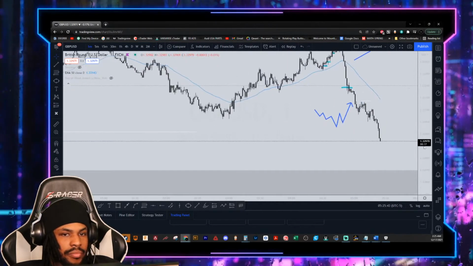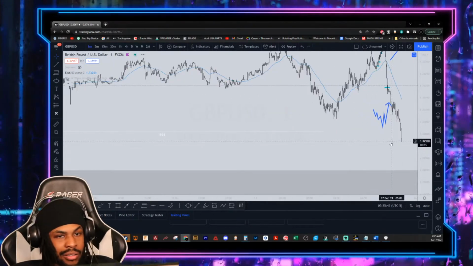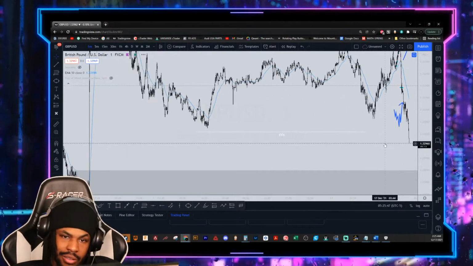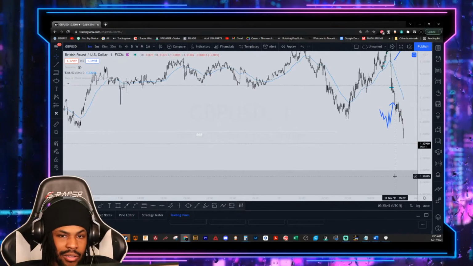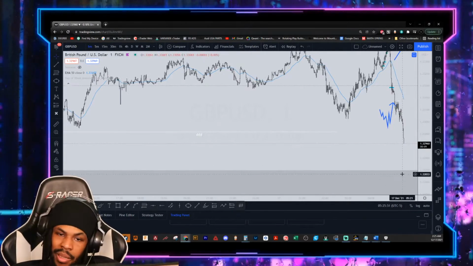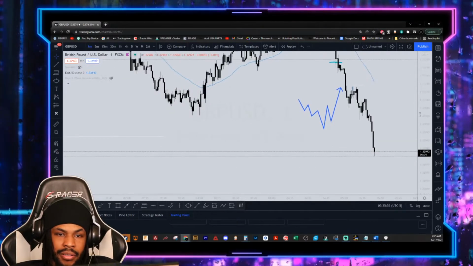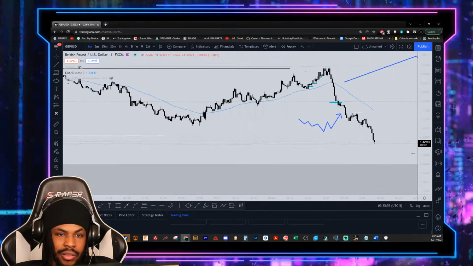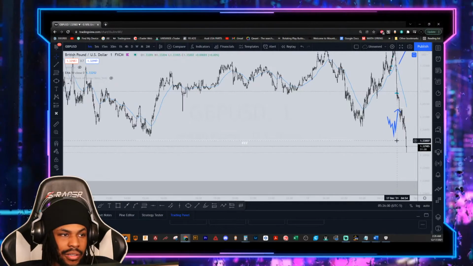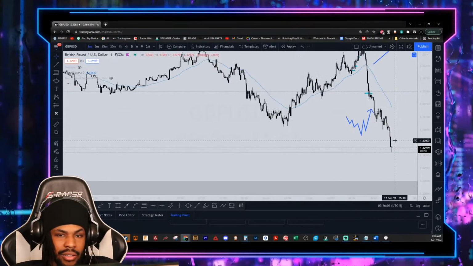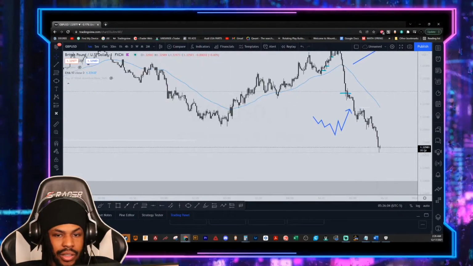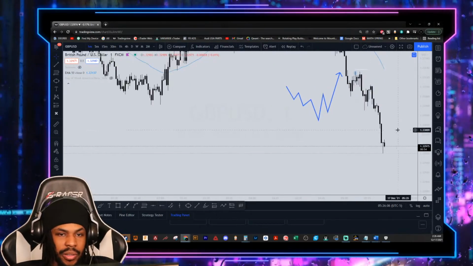All right, so we might come to this zone. Maybe. Price is really trying to get down there, and I can see it stalling out soon because it's falling straight down. It's going to definitely lose some momentum.